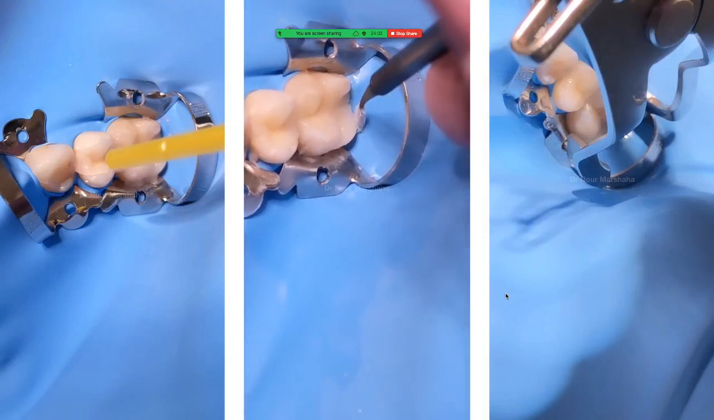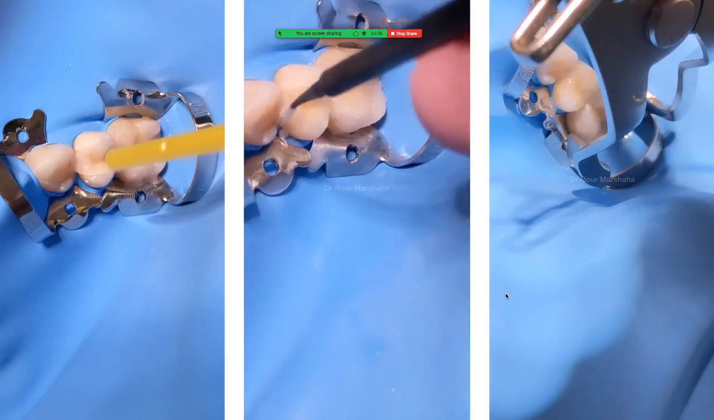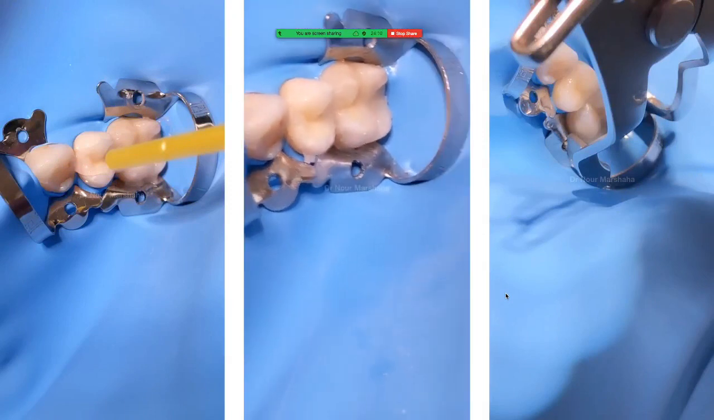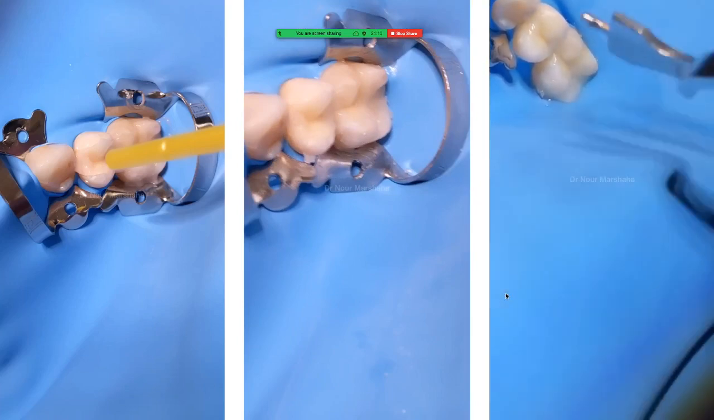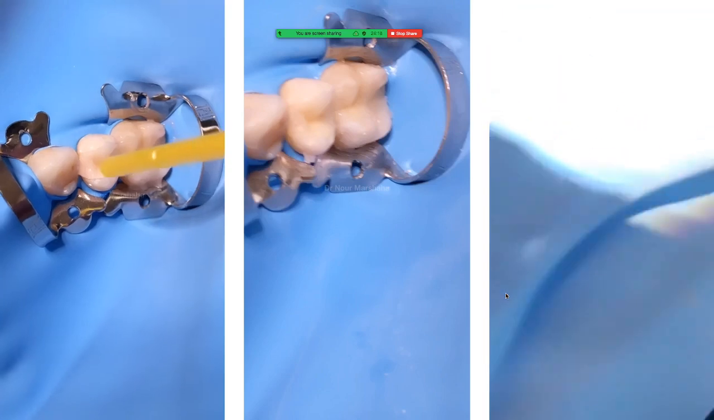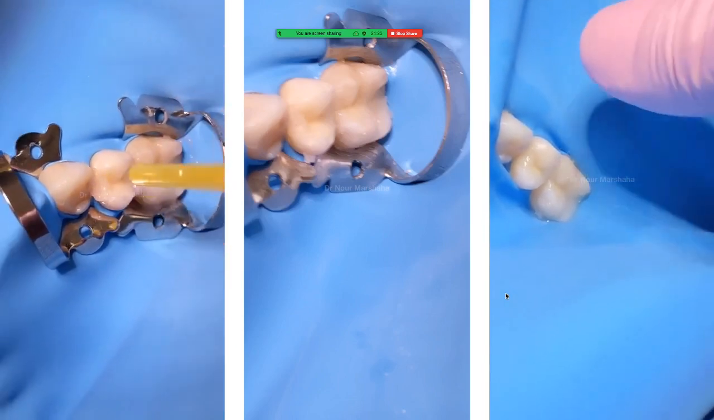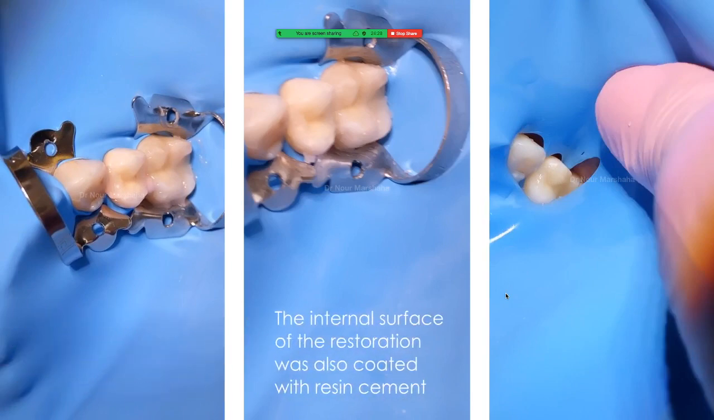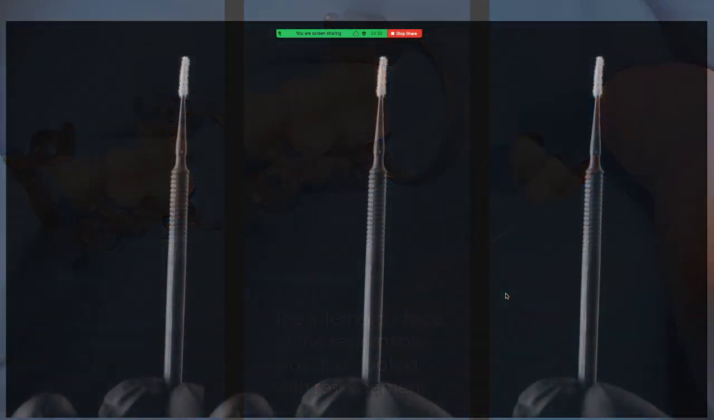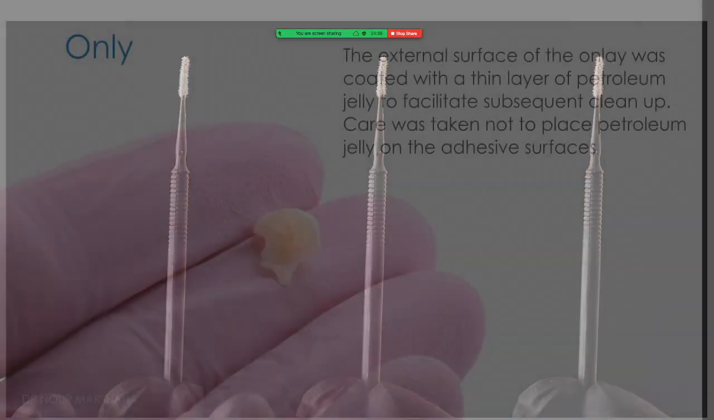I use this micro brush to clean in a gel phase. Don't wait until the finish time of the setting time. Only in the first minute you can clean gently and press with light pressure on the onlays just to make sure that it's adequately fitting the surface. The internal surface of the restoration was also coated with resin cement. I like this micro brush to clean the margin of the restoration.